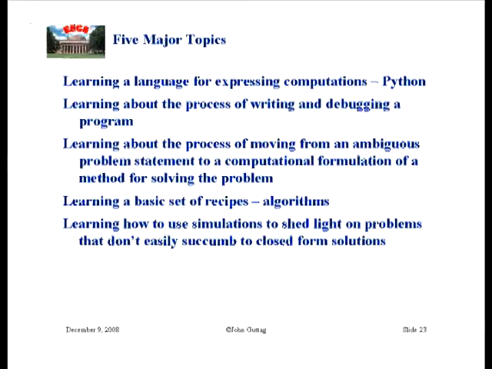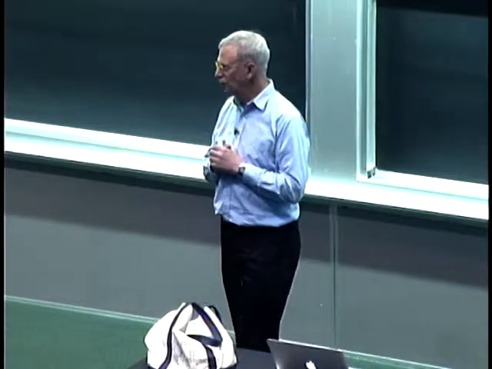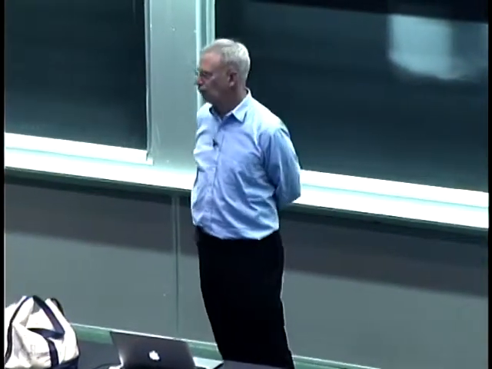We've covered 5 major topics. Learning a language for expressing computations. That's Python. I already talked about the importance of having a notation. Learning about the process of writing and debugging programs. But more generally, learning about the process of moving from some relatively ambiguous problem statement. As you've all noticed in the current problem set, we left a lot of things unspecified. And the email was flying back and forth, and often the answer was, you figure it out. Because that's one of the things we want you to learn, to go from some problem statement to a computational formulation.